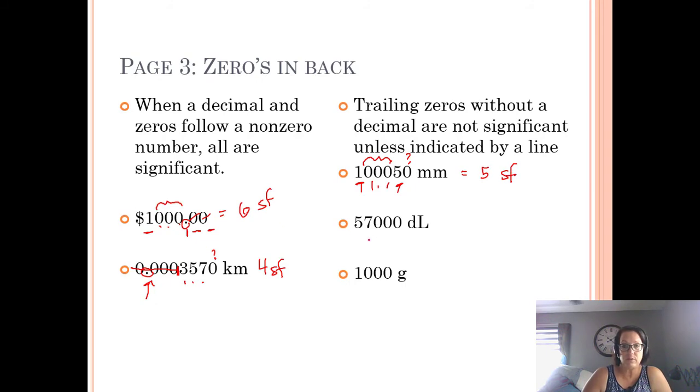Okay, now look at this next one. 57,000. No decimal. So those zeros at the end, they don't count. The only thing that counts is the 5 and the 7.